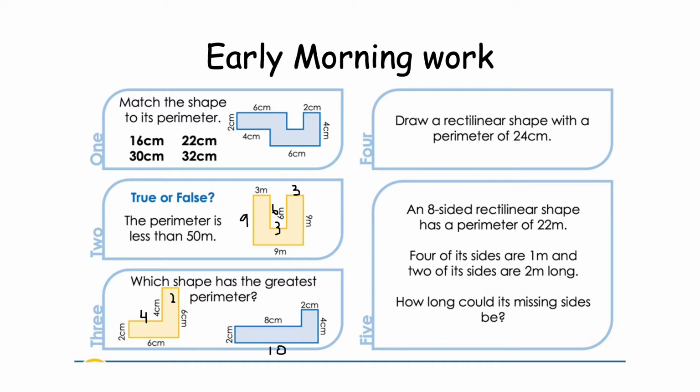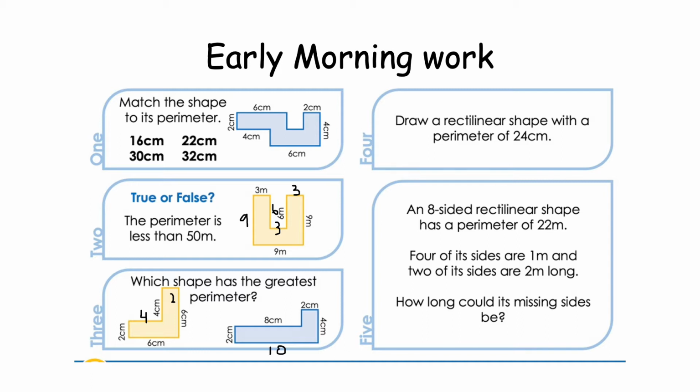Right, early morning work. We've done lots of work on perimeter this week. Look at number 1, it's saying match the shape to its perimeter. You need to work out the missing measurements first. Look at what you already know. It is quite easy, so I'm not going to help you on that one.